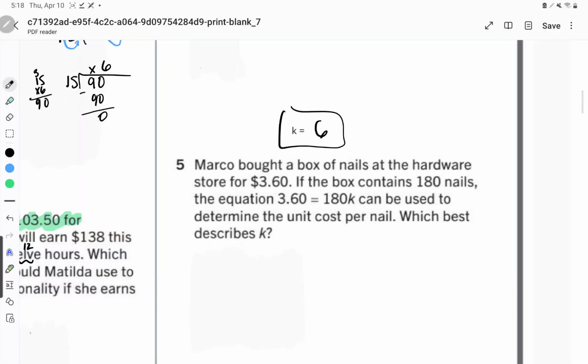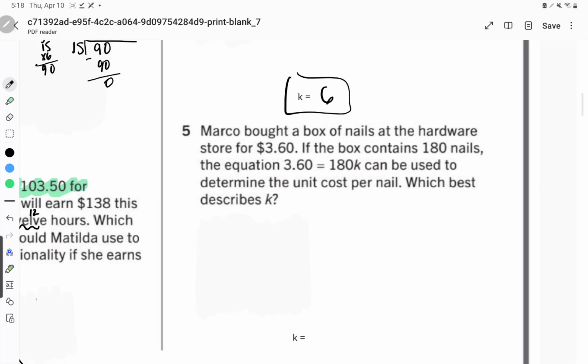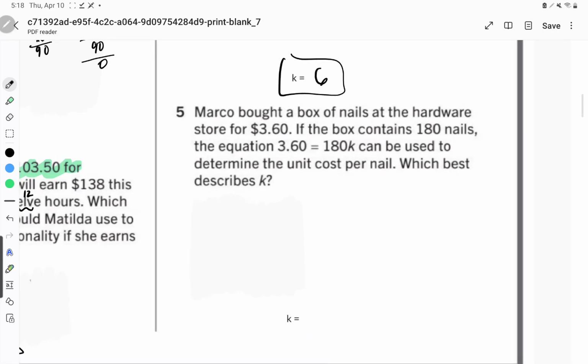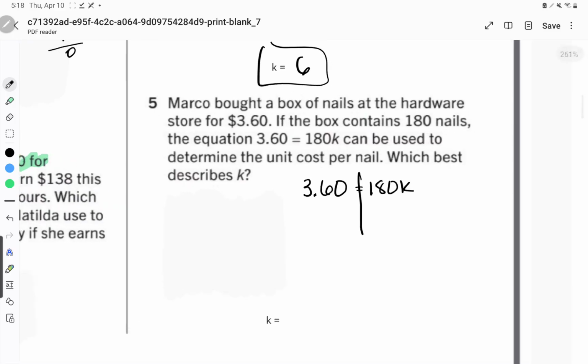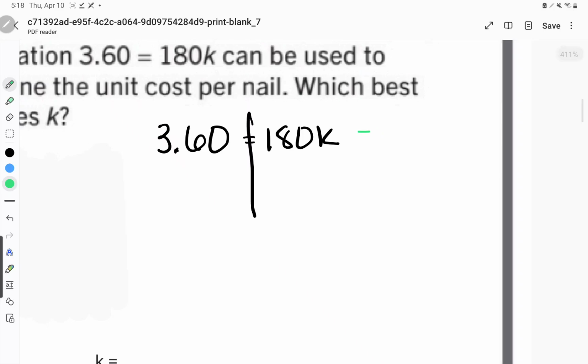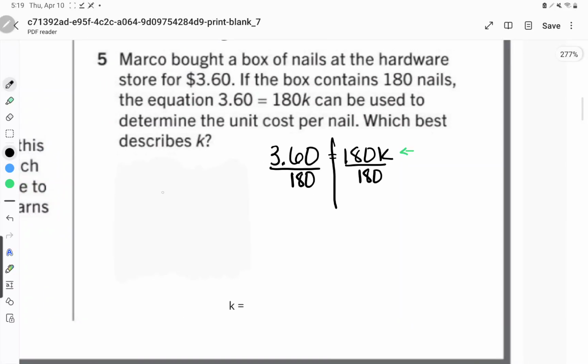This one says Marco bought a box of nails at the hardware store for $3.60. If the box contains 180 nails, the equation 3.60 equals 180k can be used to determine the unit cost of the nail. Which best describes k? So it wants me to solve for k. If you look at k, what operation is happening to it right now? Multiplication. So how do you get rid of multiplication? Division. So you divide both sides by 180. We put 3.60 on the inside because it is on top, and we put 180 on the outside.